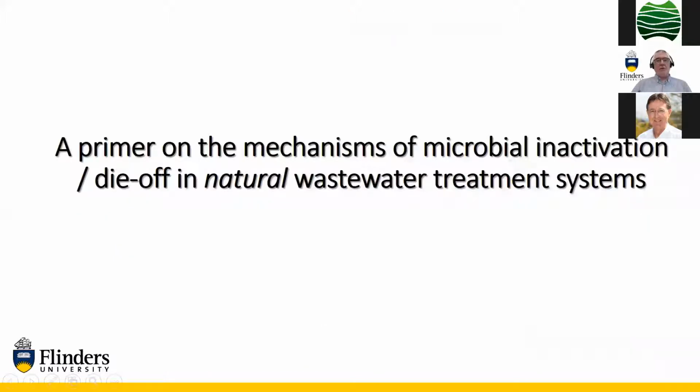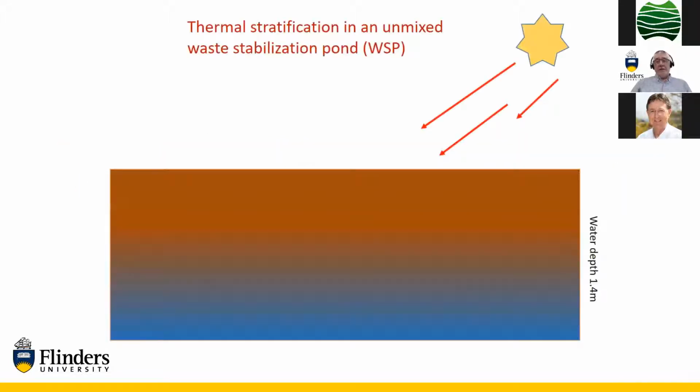So what I've called this section is a primer on the mechanisms of microbial inactivation or die-off in natural wastewater treatment systems like waste stabilization ponds and high-rate algal ponds, to try and give a basis for why high-rate ponds are so much more efficient. So the first slide, really, we're considering a waste stabilization pond, and the water depth in a waste stabilization pond in South Australia is recommended to be 1.4 meters deep.